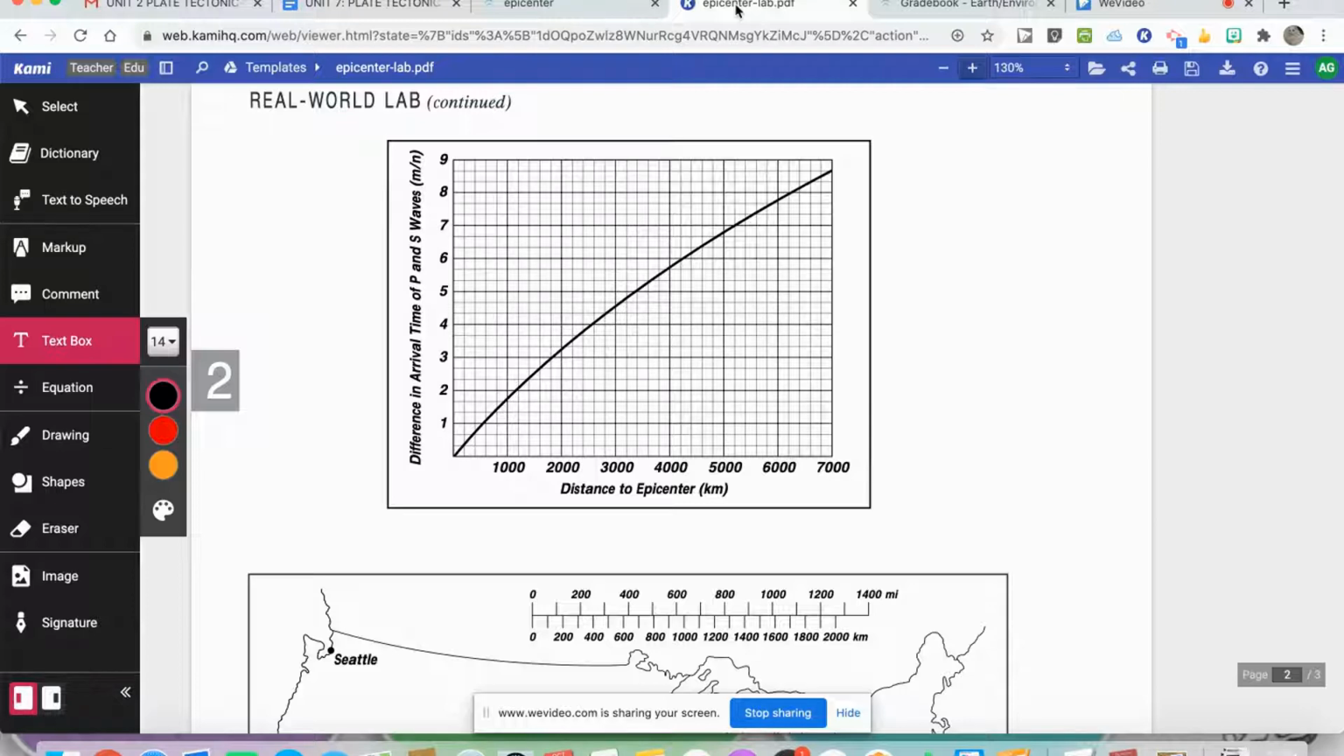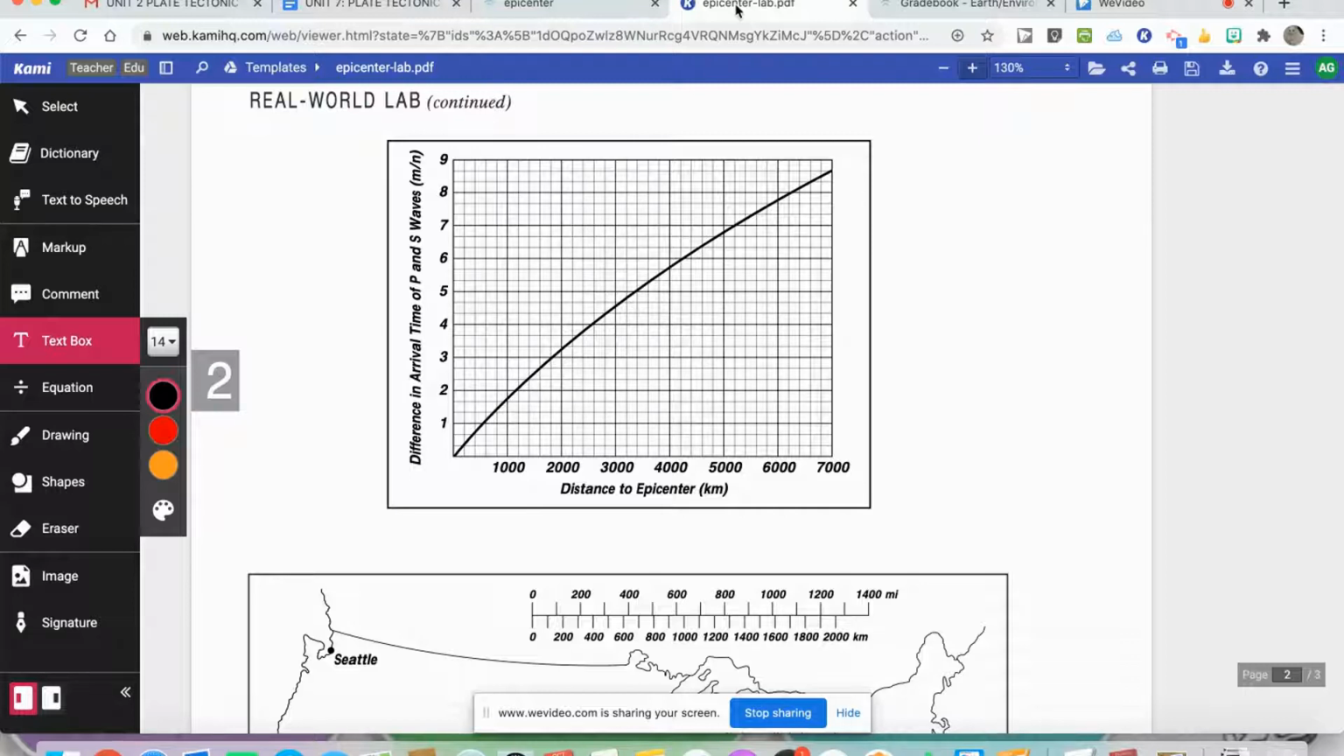For the first thing that you need to do, if you're looking at the procedure, it tells you to look at the graph and it tells you the difference in arrival time between your P waves and then your S waves. Remember, P waves are your primary waves, S waves are your secondary waves. So it's going to depend on the distance from the epicenter of the earthquake.